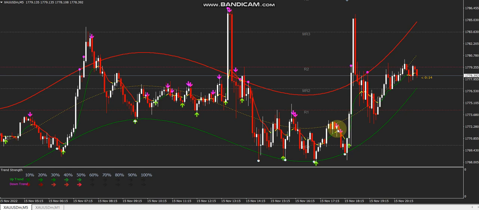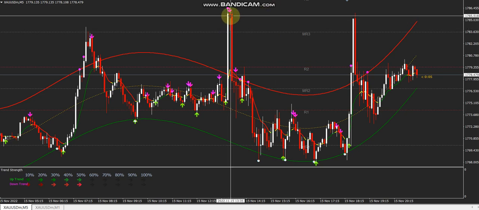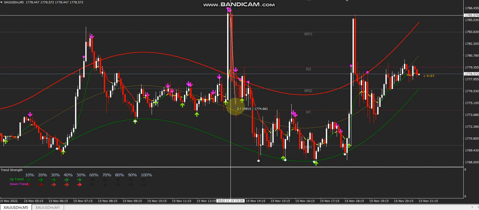This one I took, I exited here. I took this one, I exited here. This one I took all the way. I rode it all the way. It was 100 pips as well. I entered right here and I exited somewhere here. You see, it came all the way here. That's 120 pips.